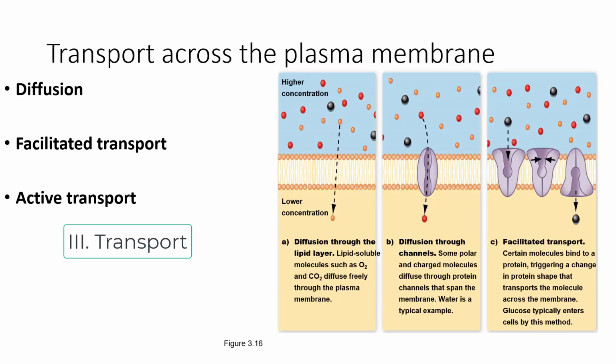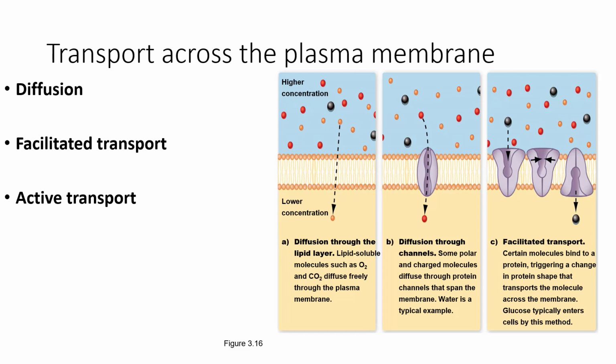So how do things get across this membrane? Well, we have diffusion, facilitated transport, and active transport. Diffusion is simply moving from a high concentration to a low concentration, and some things can go directly through the lipid bilayer without needing any proteins to help them. Things such as oxygen and CO2 are small, nonpolar molecules that can move on their own through the lipid bilayer, so diffusion will work for oxygen and CO2.